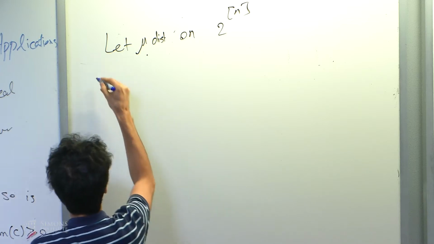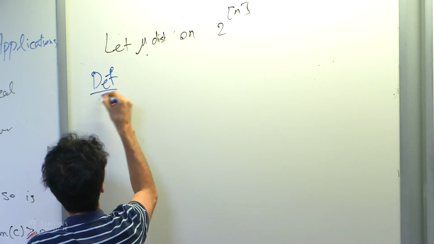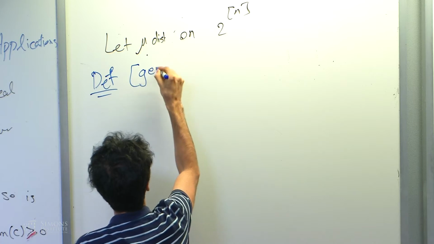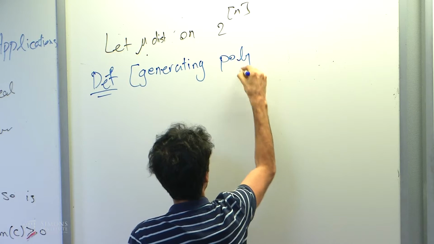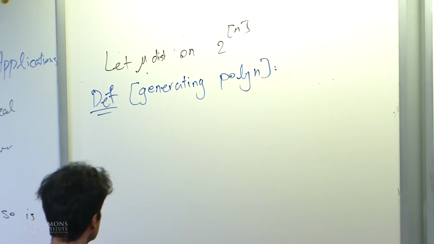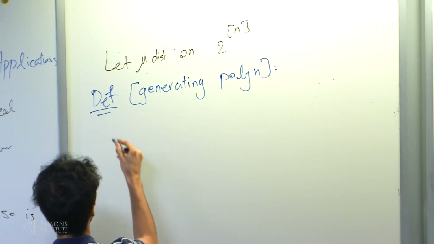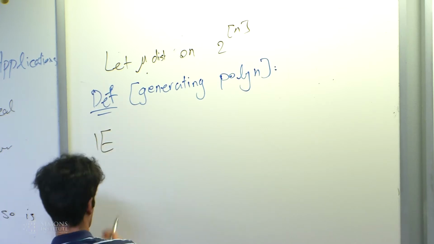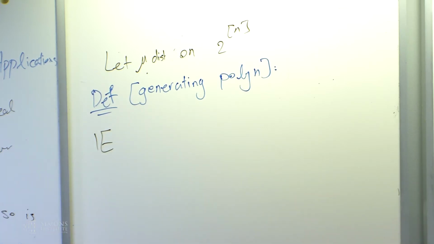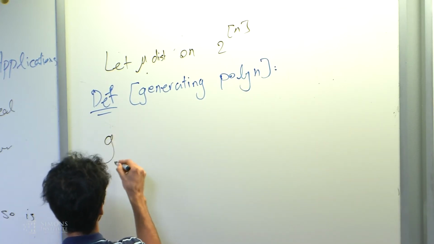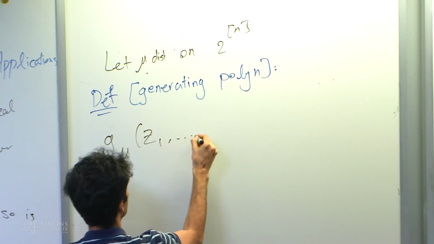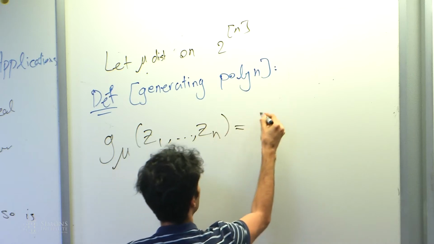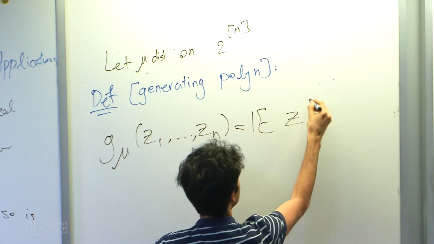Now, there is an important definition called the generating polynomial of mu. It's defined as follows. Let me call it G mu. G mu is the generating polynomial of mu on variables z1 up to zn. It's equal to the expectation of z to the S.